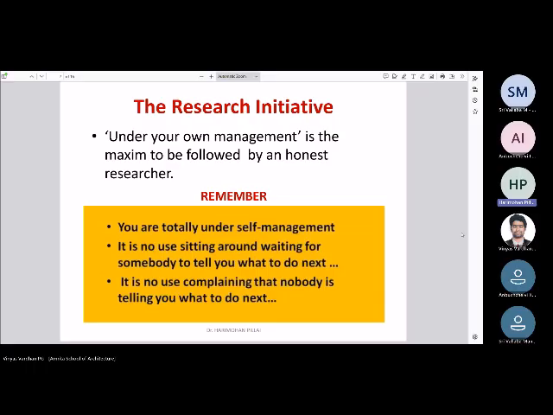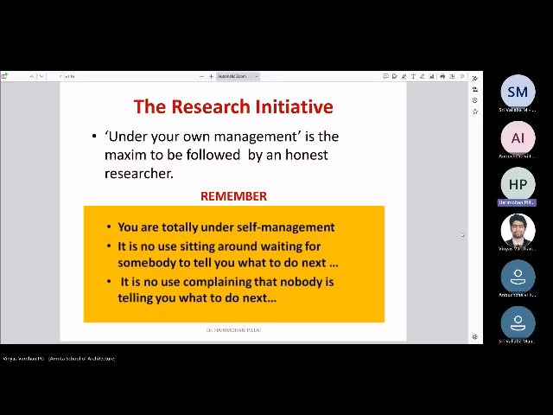So remember these 3 points. You are totally under self-management. Don't ask me for questions and answers. Do it yourself. All right. It is no use sitting around waiting for somebody to tell you what to do next. That means don't wait for me to tell you what to do. And it is no use complaining that nobody is telling you what to do next.